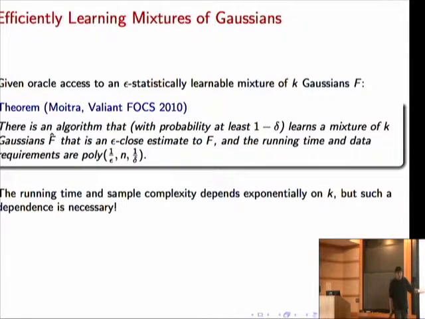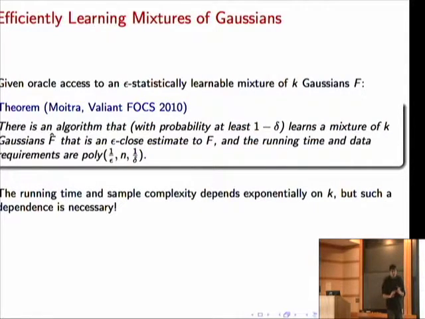But the funny thing is that actually, if you want to learn an epsilon close estimate, it turns out that you need to depend exponentially on k. So this is a very strong learning goal when you want to get the components, when you want to get the mixture right on a component-by-component basis, as opposed to just getting the density function right.